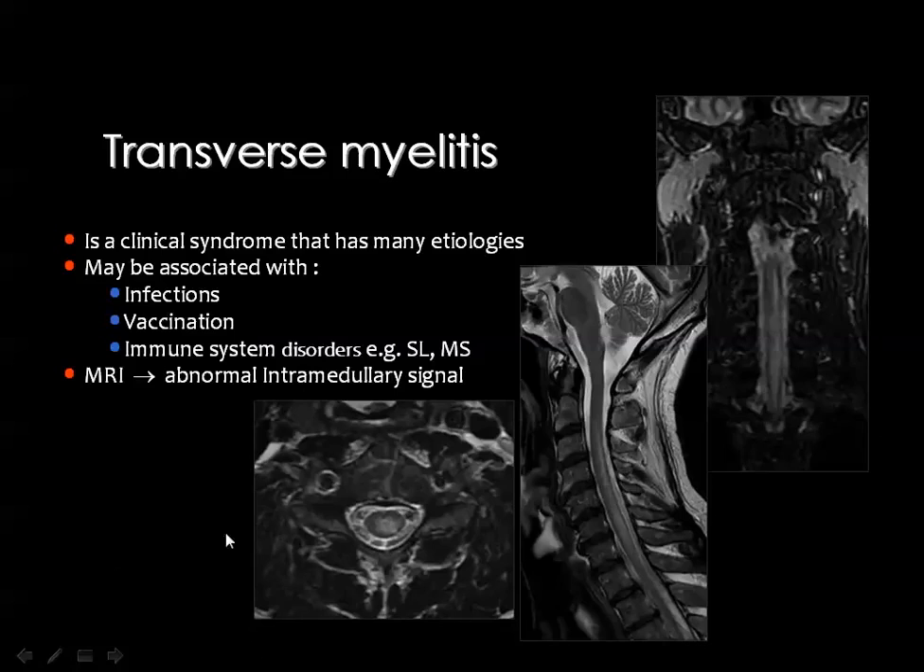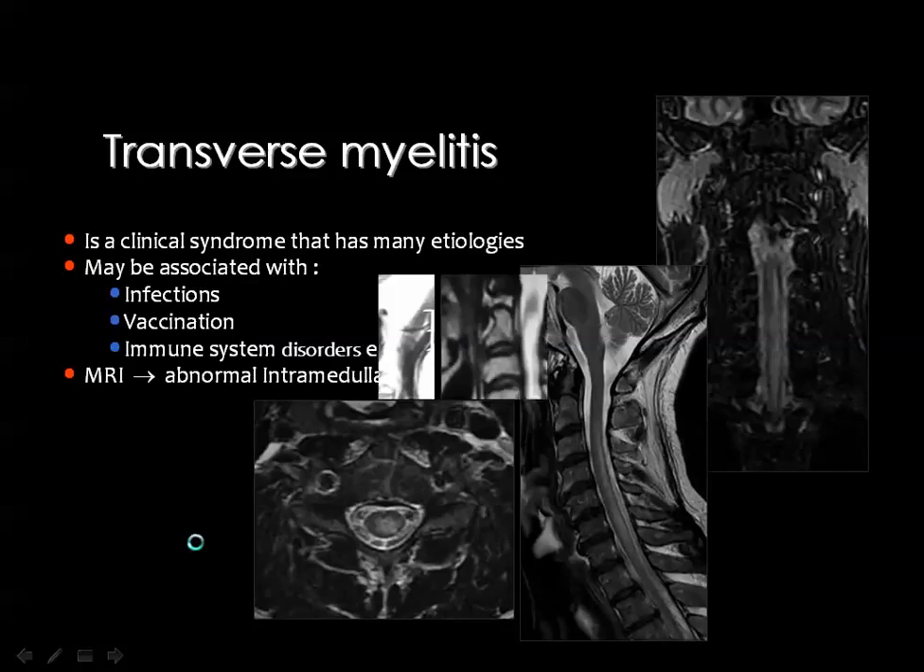You know that the cord normally shows intermediate signal in the T1 and T2 weighted images. In cases of transverse myelitis, in the T1 you may not appreciate any lesion, but in the T2 weighted image usually you see a long segment of abnormal signal inside the substance of the cord, and this signal is of course increased in the T2 weighted images. Sometimes you may feel that the cord is swollen and in other patients you can feel that the cord is of normal size, and here you may feel some or minimal swelling of the spinal cord.